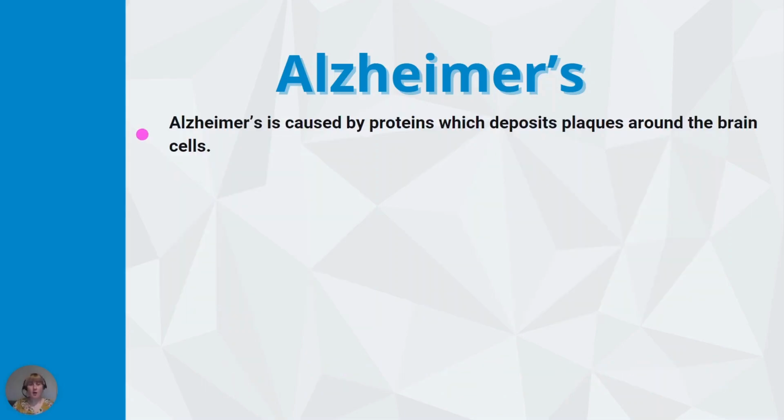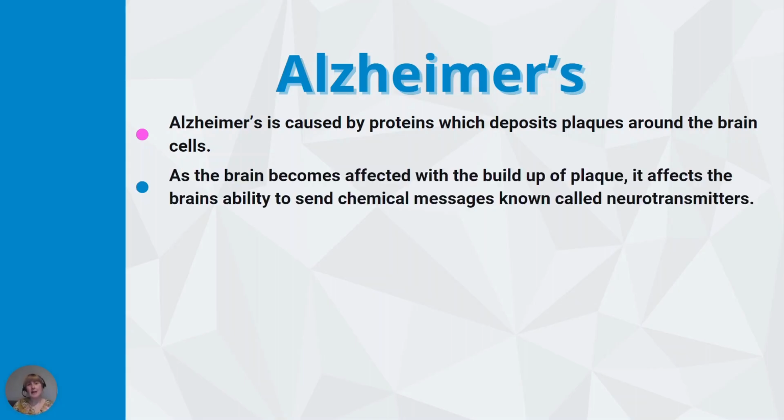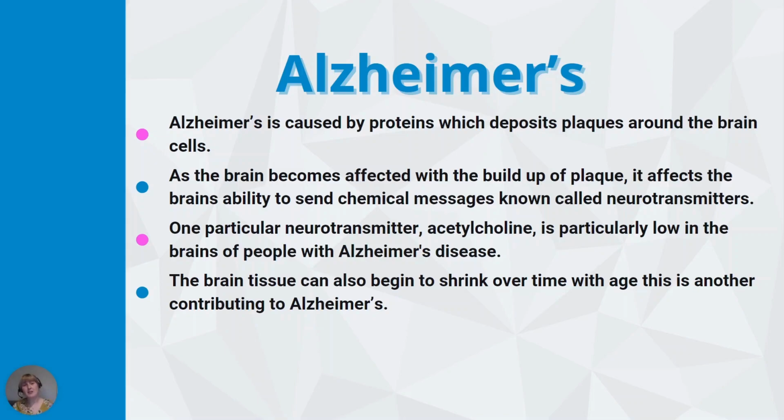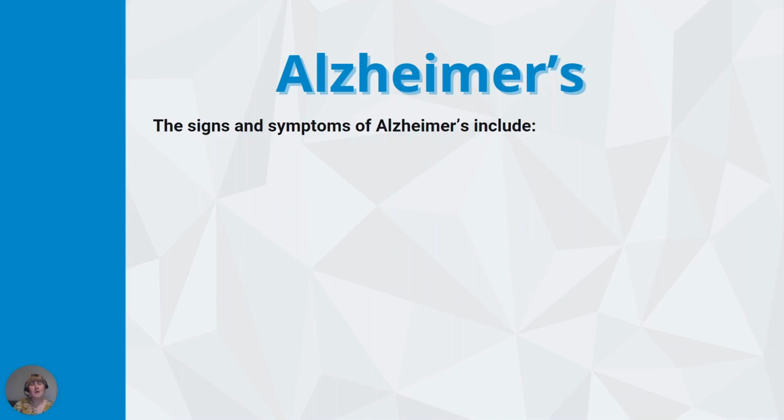Although we've mentioned this general shrinkage of the brain tissue over time, which could happen generally with age as we get older, Alzheimer's disease is also caused by a build-up of plaque deposits, proteins, around brain cells. When this occurs, the brain cells start to die, and it affects the brain's ability to send chemical messages called neurotransmitters. One particular neurotransmitter which is found to be very low in somebody with Alzheimer's disease is acetylcholine.